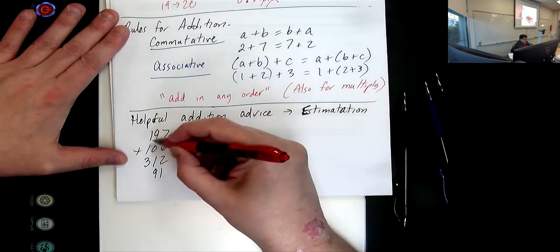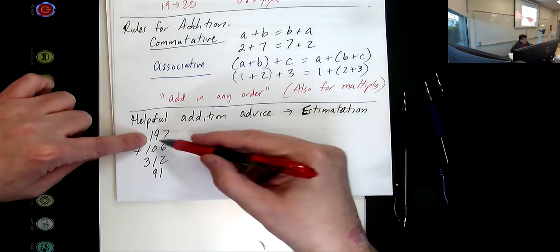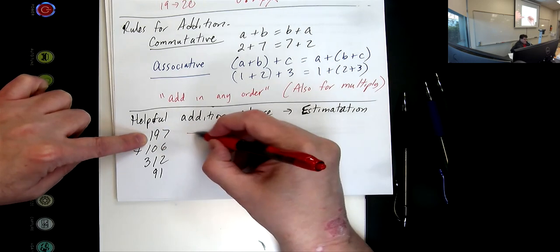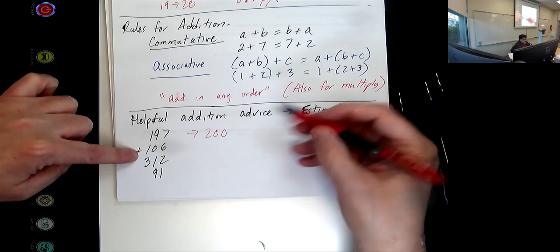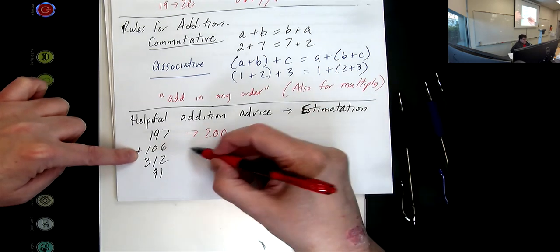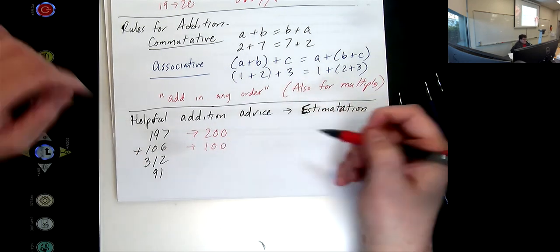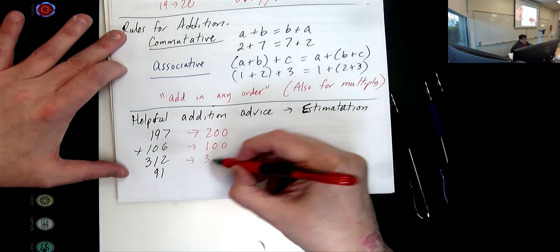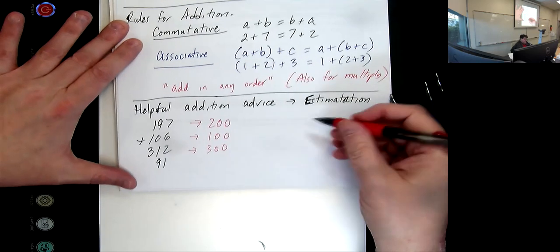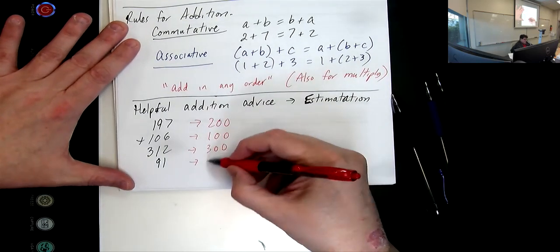So I'll round to the nearest 100. I'm looking at the 1. The 9 says make it go up. This goes up to 200. I look at the 1 here. The 0 next to it says round down. This goes down to 100. Same with the 300. 312 goes down to 300. And 91, we're going to round up to 100.